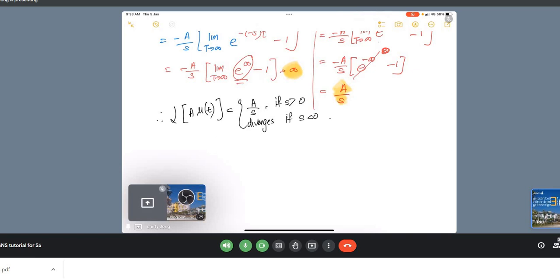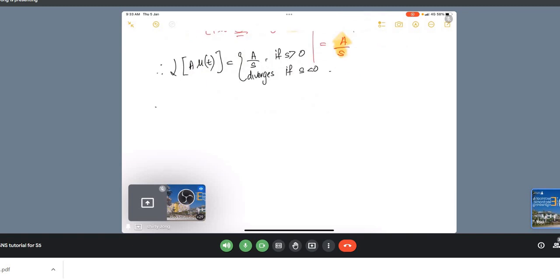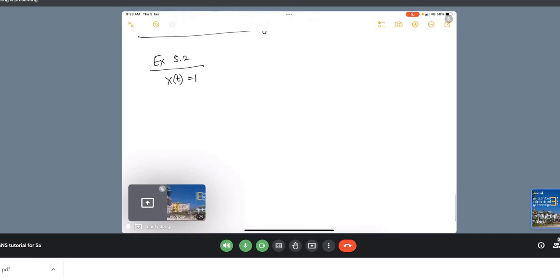Okay. So this is the first question. Okay. Second example, you go to example 5.2. Example 5.2, you need to find the Laplace transform for x(t) equal to 1. So the Laplace transform of x(t) is the integral from 0 to infinity of e^(-st) multiplied with 1 dt.